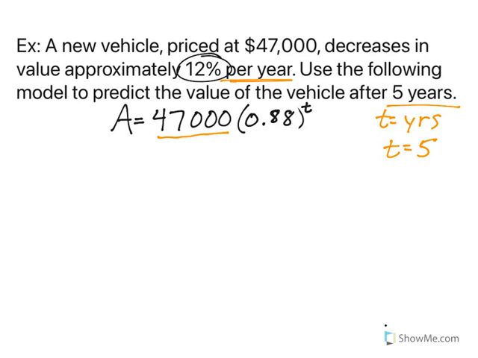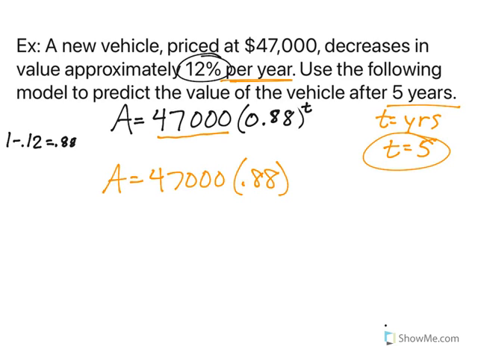Because it's a 12% decrease, that means our decay factor is found by taking 1 minus 0.12, which is 0.88, raised to the t power. All right, so time is 5. So we're going to take 5 and plug that in. So A equals 47,000 times 0.88 raised to the 5th power.